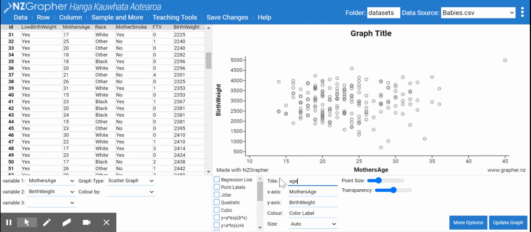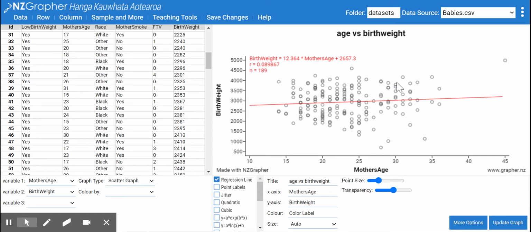So age versus birth weight and date. And usually you would add your regression line here. And the equation is at the top and your correlation coefficient is here. N, remember, is just the number of points.